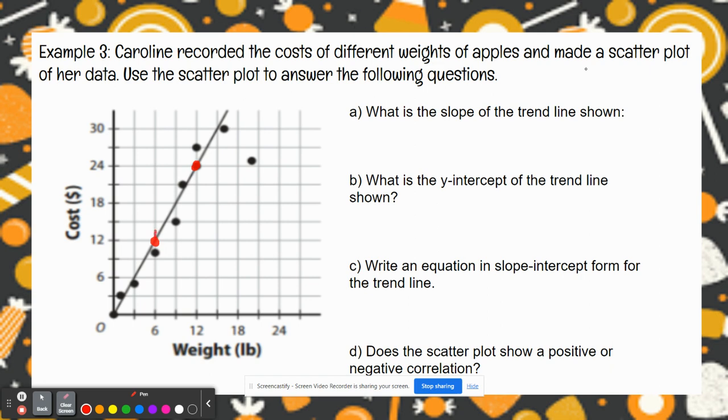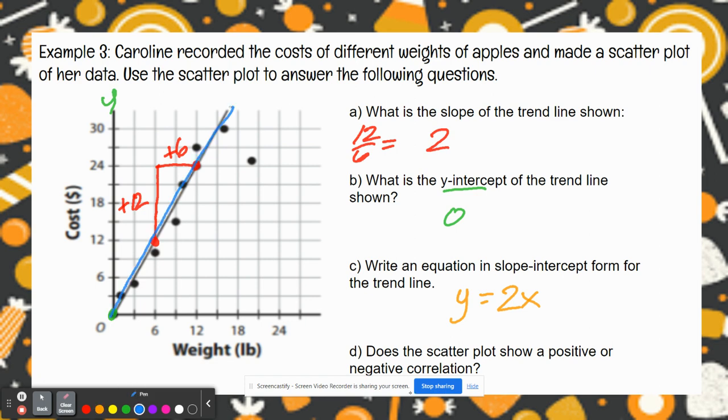So we're going to find our slope. From 12 to 24, that is a rise of 12. And from 6 over to 12, that is a run of 6. So my slope is 12 over 6, which equals a slope of 2. Next question: what is my y-intercept? On the y-axis, we are at 0. Now we're ready to write our equation. We plug it into slope-intercept form, so y equals 2x. We do not put plus 0. Does the scatter plot show positive or negative correlation? If I'm reading it from left to right, I am going up, so that is a positive correlation.